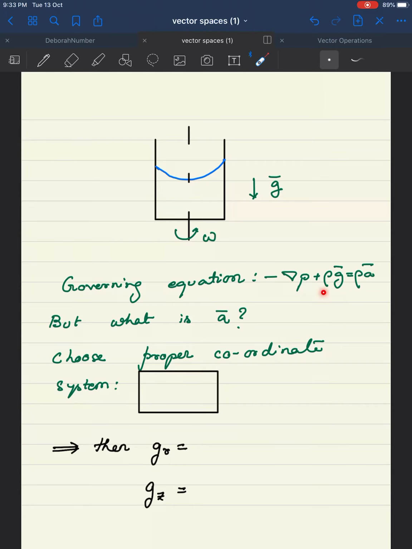So in this particular case, if the body is rotating with an acceleration a compared to your inertial reference frame, then you have to add a fictitious force, or in this case, on this side you have a rho a bar term, where this is the acceleration of this non-inertial reference frame compared to the inertial reference frame. Okay, so now we have to ask ourselves, what is this A?